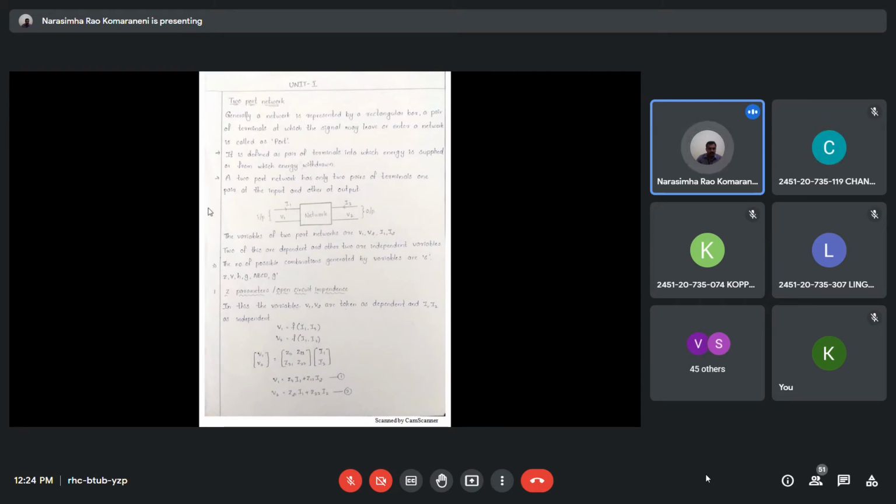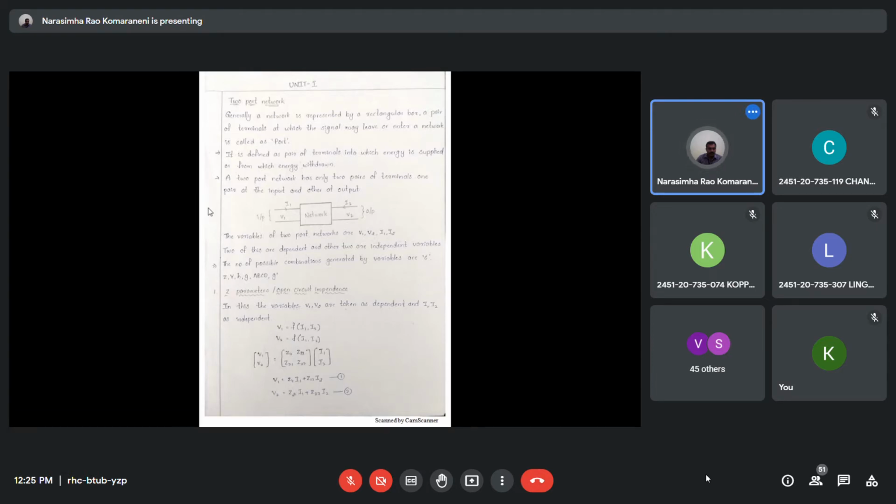Generally a network is represented by a rectangular box. A pair of terminals at which the signal may leave or enter the network is called a port. So it can be defined as a pair of terminals into which energy is supplied or from which energy is withdrawn. A two-port network has only two pairs of terminals: one pair at the input and the other at the output side, right?